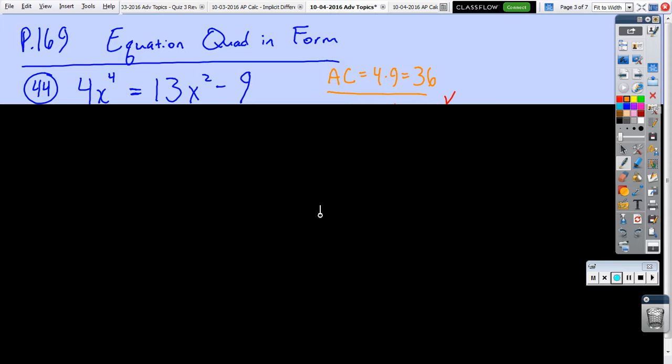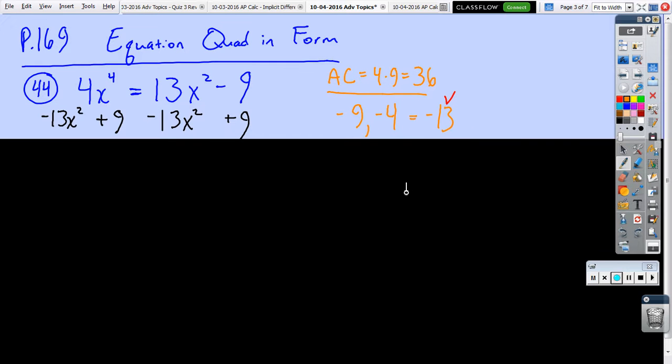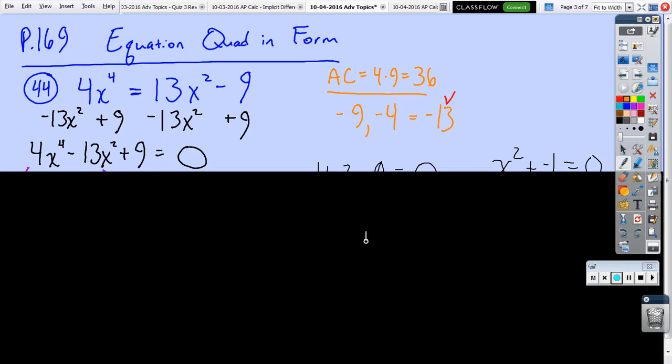First off, let's set it equal to 0. I'm going to subtract 13x squared from each side and add 9 to each side, so the whole right-hand side becomes 0. And so we have 4x to the fourth minus 13x squared plus 9 equals 0. Why does the whole right side become 0? Because I subtracted 13x squared and added 9 to both sides.